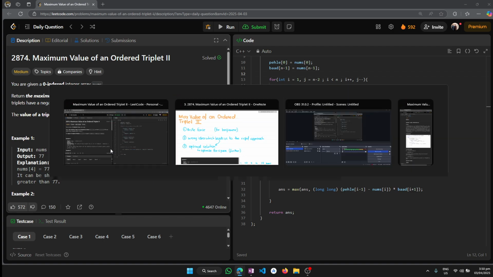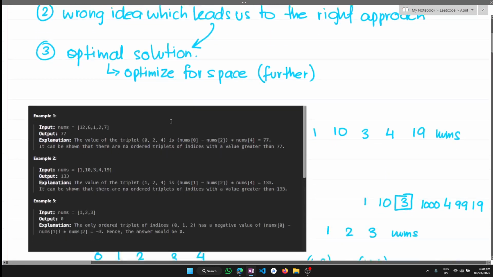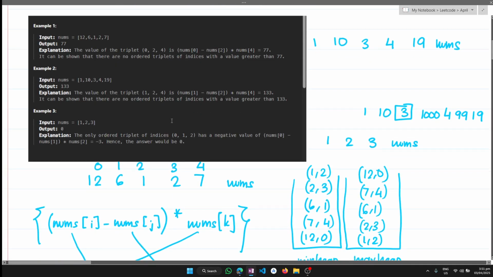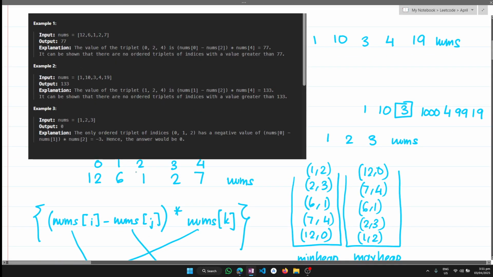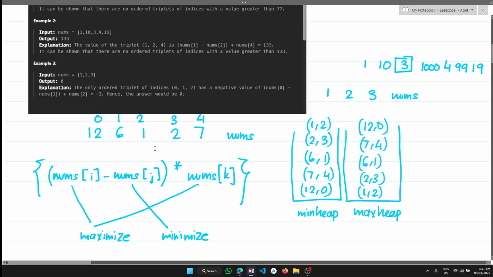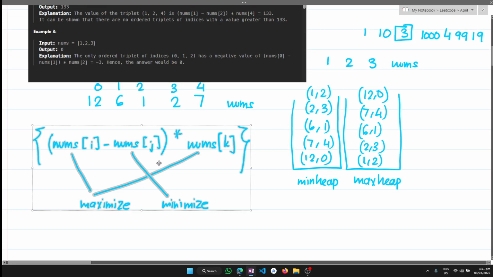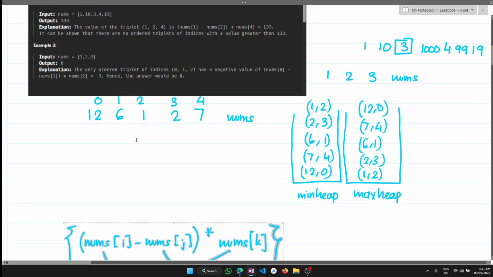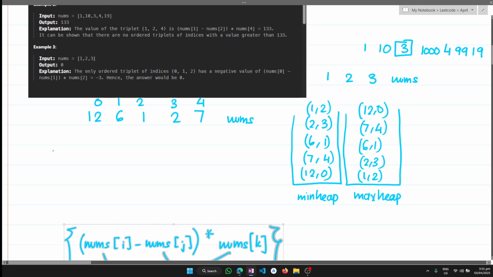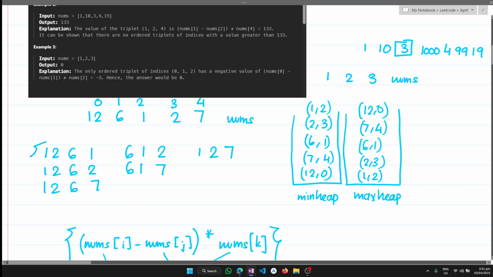So this is the problem which has been given to us. What would be the brute force approach to solve this? Even any beginner can tell you this. You just iterate through all the triplets. You have 12 6 1 2 7. What you do is you iterate through all the possible indices. So 12 6 1, 12 6 2, 12 6 7. Similarly, then you do 6 1 2 and 6 1 7, and then you do 1 2 and 7. So you iterate over all.